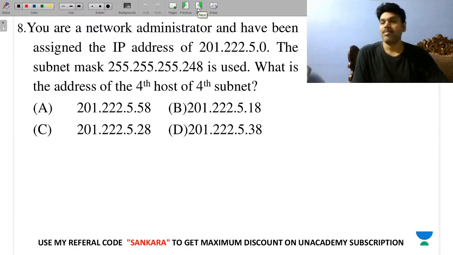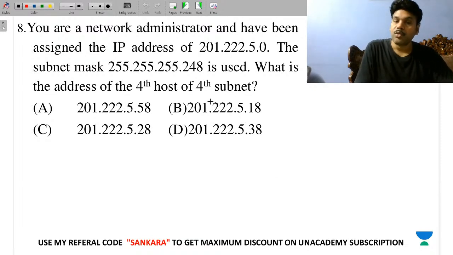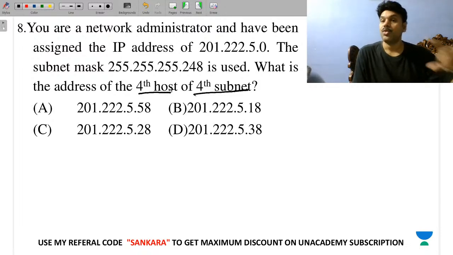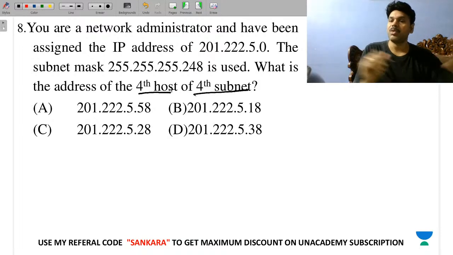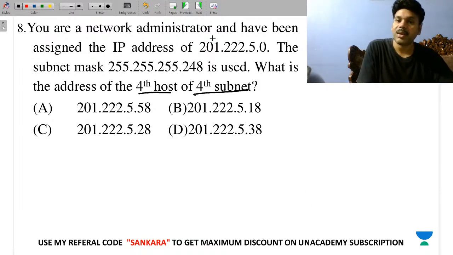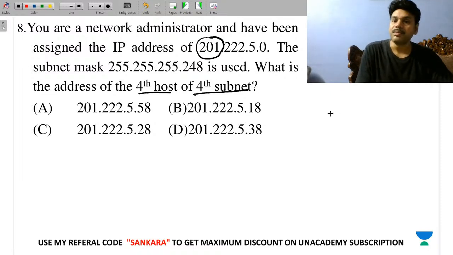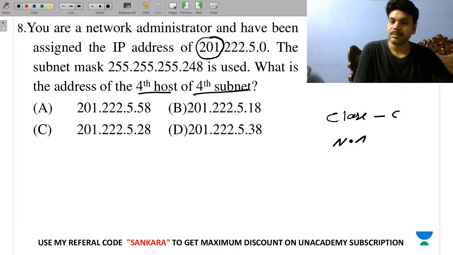Come to the next question. He is asking fourth subnet, fourth host. This is a good question. Fourth subnet, fourth host I need. So the same concept we are going to use. This is your class C. So when you are talking about class C, your representation of the octets is triple N dot H.